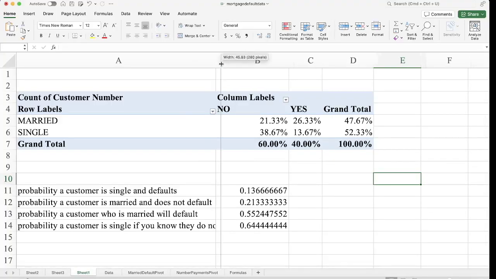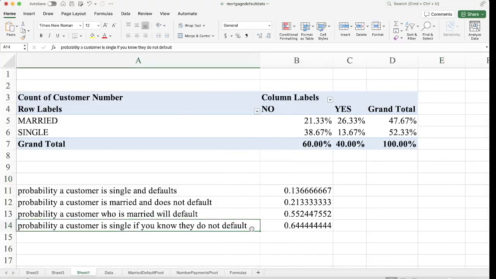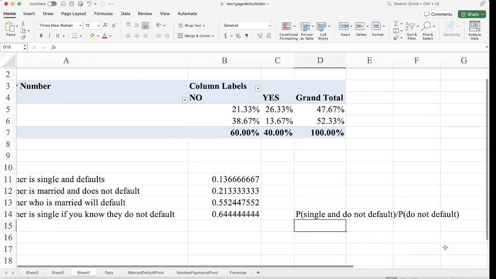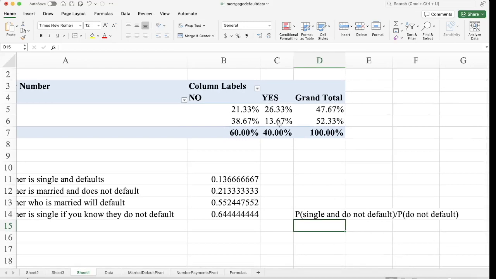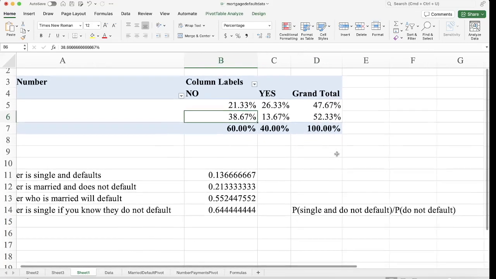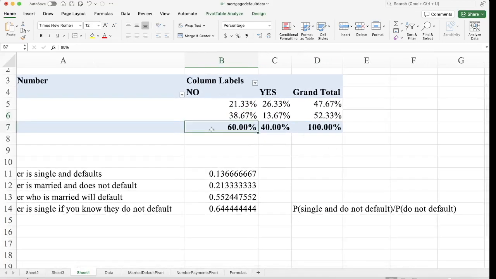So maybe let's look at this very last part, the probability that a customer is single if you know they do not default. So using our formula, we'd say we want the probability that they are single and they do not default, and then we want to divide by the probability of what we're given. So here we're given that they do not default. And so that means I'd want to look at the probability that they're in this category where they're single and do not default, divided by the overall probability that they do not default.